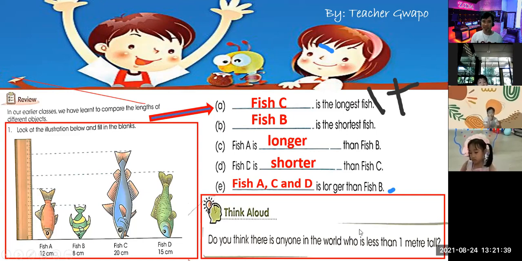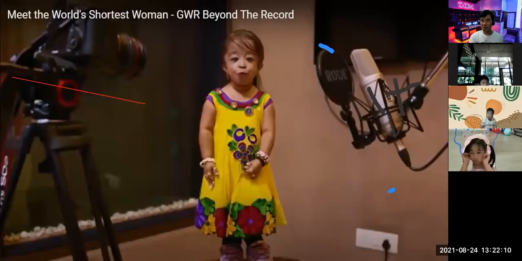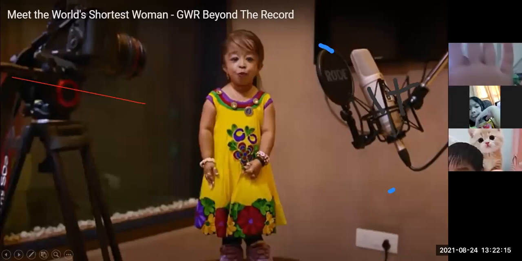Yes, there is. This afternoon, I will show you the shortest woman in the world. Wow, shortest woman in the world. Do you still remember when you were in grade 1, I told you that in the Guinness Book of Records there is the shortest woman in the world? She is like more than one ruler, right? Do you still remember her? Who can remember this woman? Raise your hand.